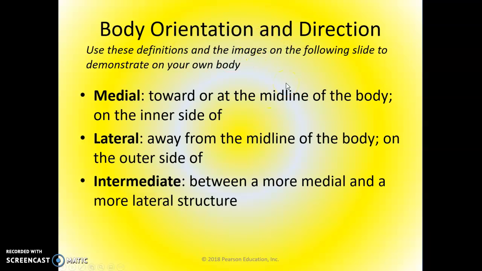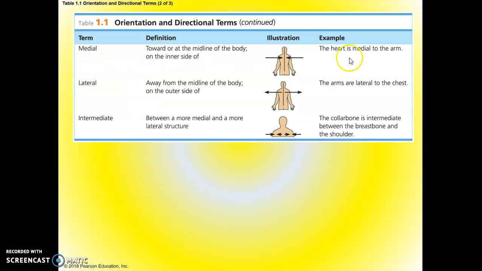Continuing on, we're going to look at some other definitions. So medial, lateral, and intermediate. This all refers to relative to the midline of the body. If we're moving towards the midline of the body, this is medial, on the inner side of the body. Lateral is away from the midline of the body, on the outer side of something. And then intermediate is in between. So here you can see that the heart is medial to the arm, right? It is closer to the midline of the body. The arms are lateral to the chest. They're off to either side. And then the collarbone is intermediate between the breastbone and the shoulder. So you can see where they're relative to each other. Medial, lateral, and intermediate.